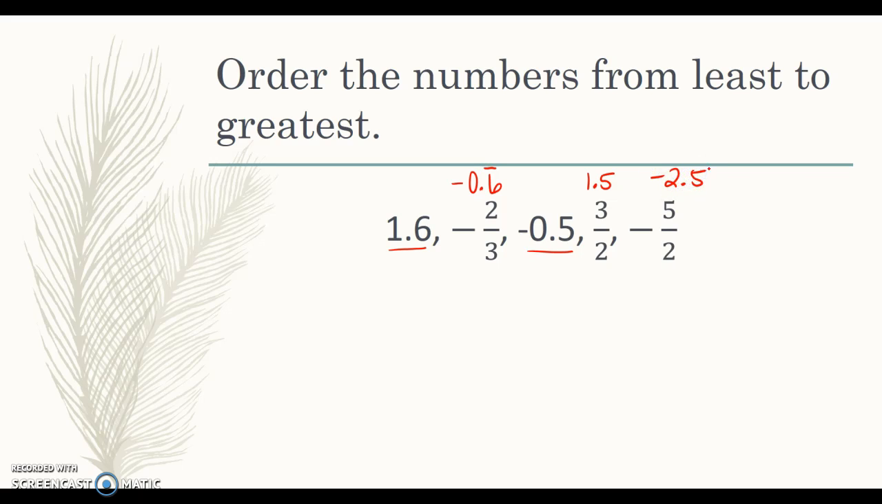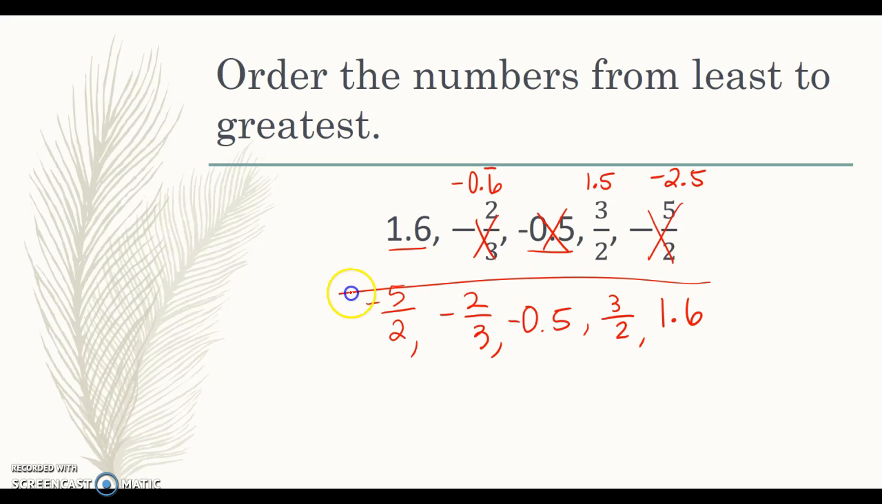So with this, I'm going to order them from least to greatest in original form. So I'm going to look at my negatives first. My negative 5 halves is the smallest. So cross that out. Then I've got negative 0.6, so negative 2/3. Then I've got negative 0.5. I've got 3 halves. And I've got 1.6. And that's from least to greatest.